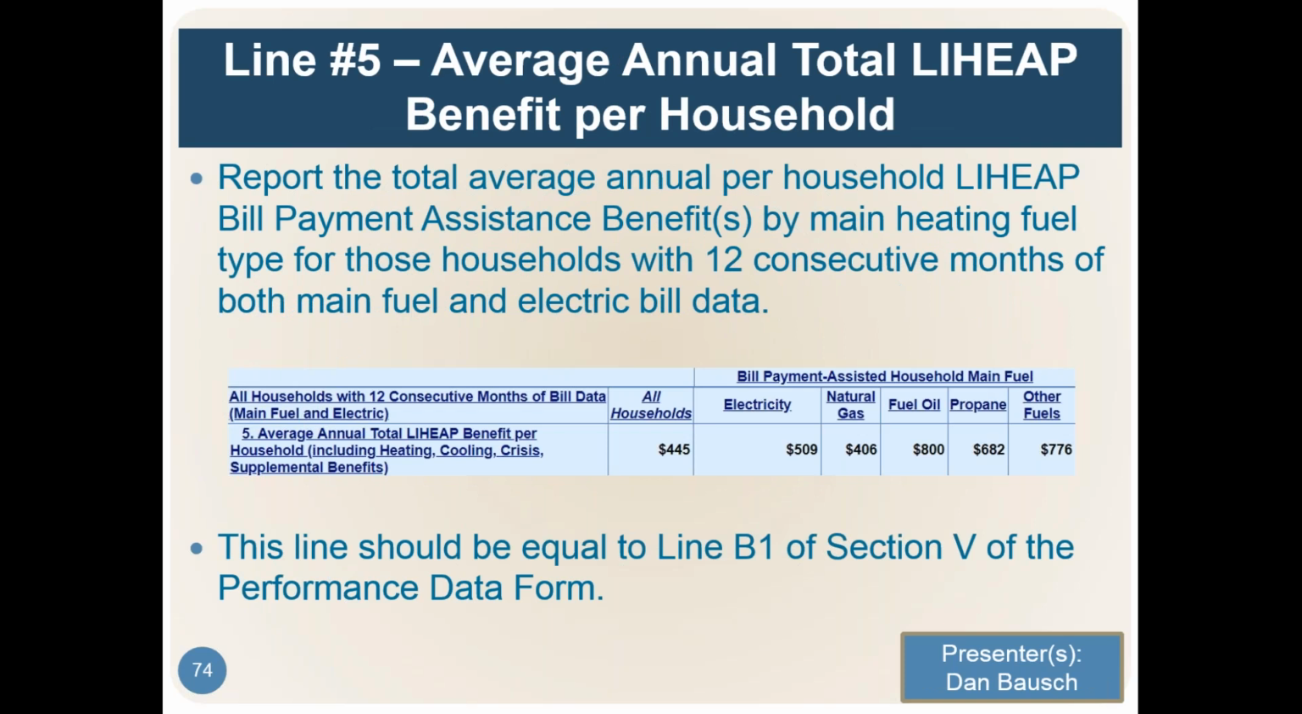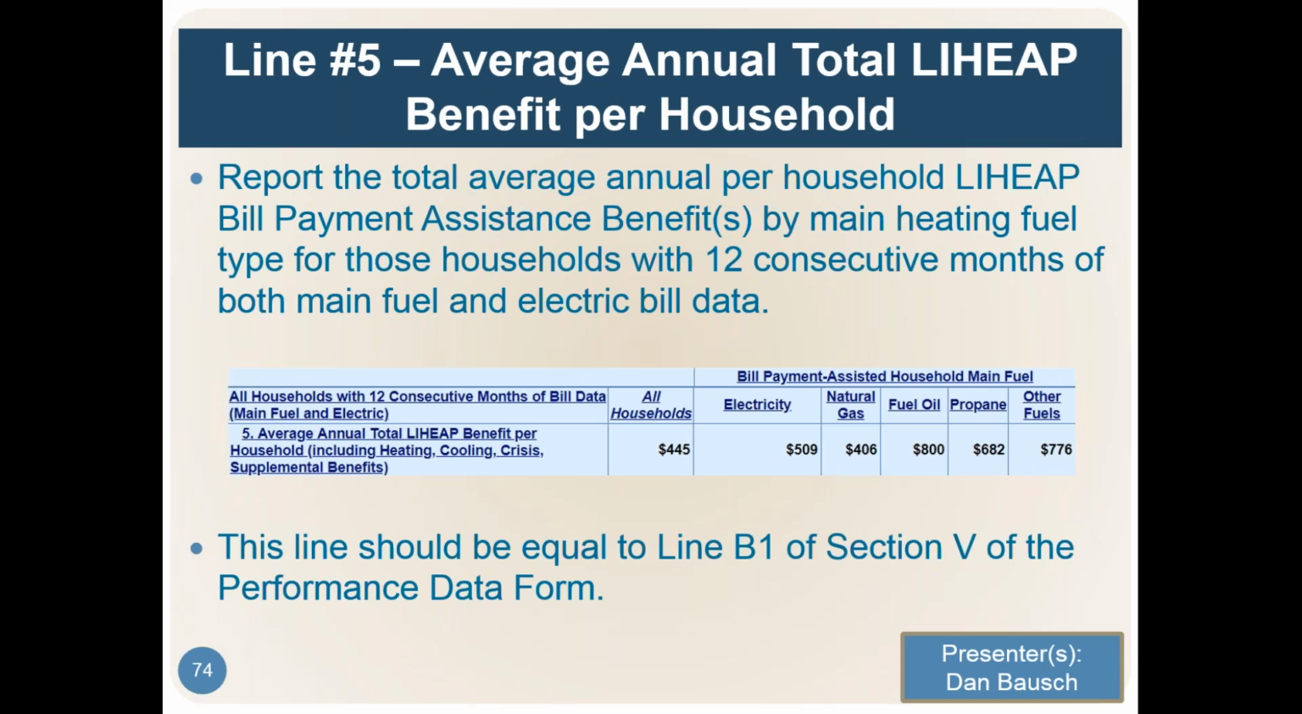Okay, line 5 is average annual total LIHEAP benefit per household. This is an interesting line because it is actually information that you generate and calculate as part of Module 2, the performance measures. What this line is intended to report is the average amount in bill payment benefits that households received if you collected their energy bill data for Module 2. You can see it's broken out there by the main heating fuel: electricity, natural gas, oil, propane, or other.